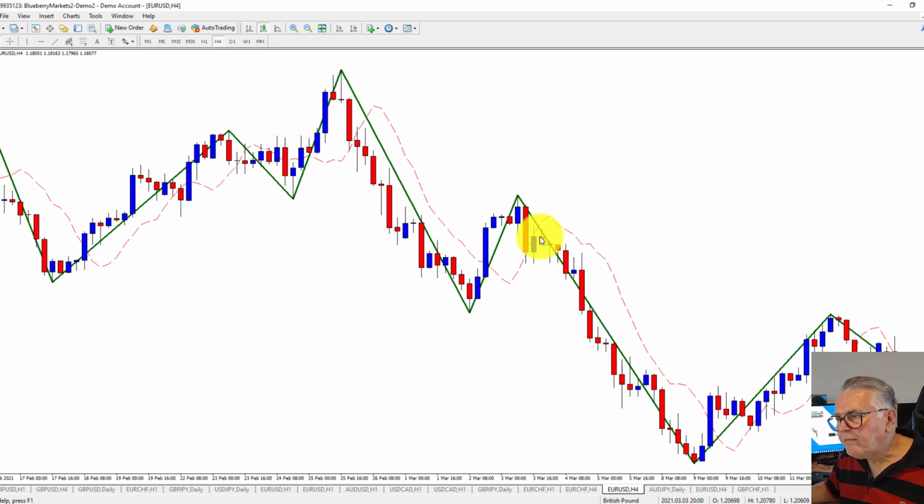So there's our entry, and it would have taken us all the way down, and it would have taken us out over there. So we would have caught maybe 70%, 80% of this particular move using moving averages. So we need to add moving averages and Fibonacci and the channel trading to the entries and the exits. So you can see there's one way.